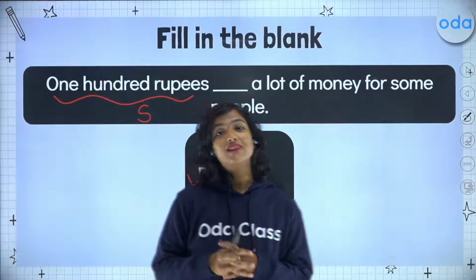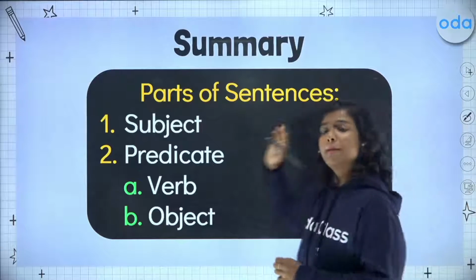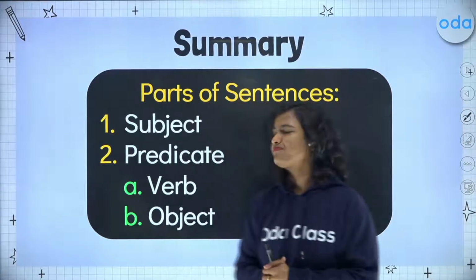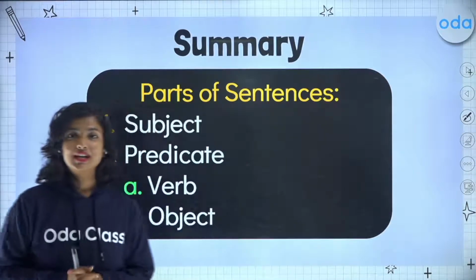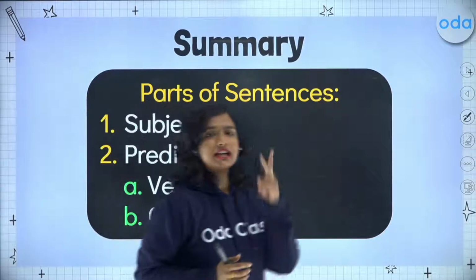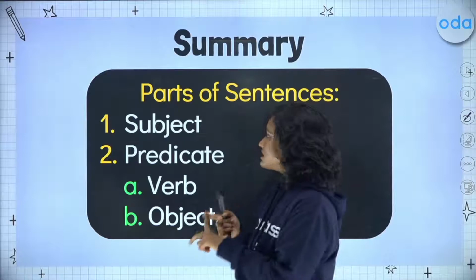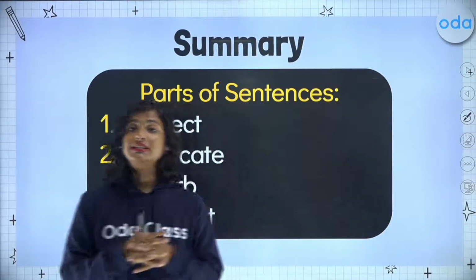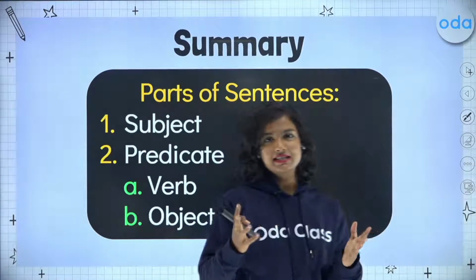Okay, now students, we have done 5 questions and I want you all to keep practicing more and more. But for now, let's come back to a quick summary of today's lesson. Firstly, we learned about the parts of a sentence, right? We learned that the sentence has 2 main parts, the subject and the predicate. So the subject is the performer of the action. The subject is what the entire sentence is about. And the predicate is the rest of the sentence.